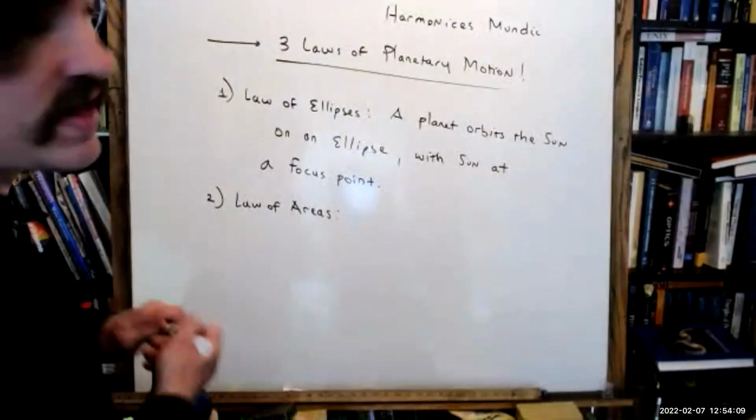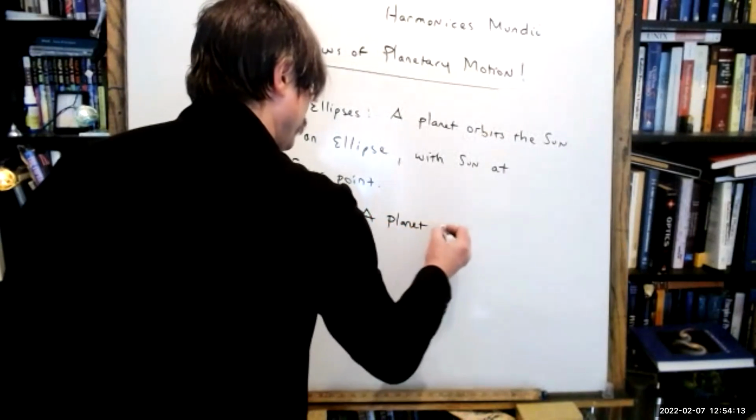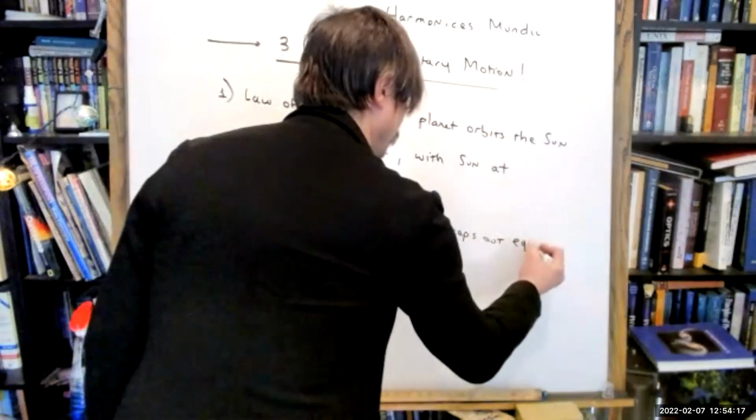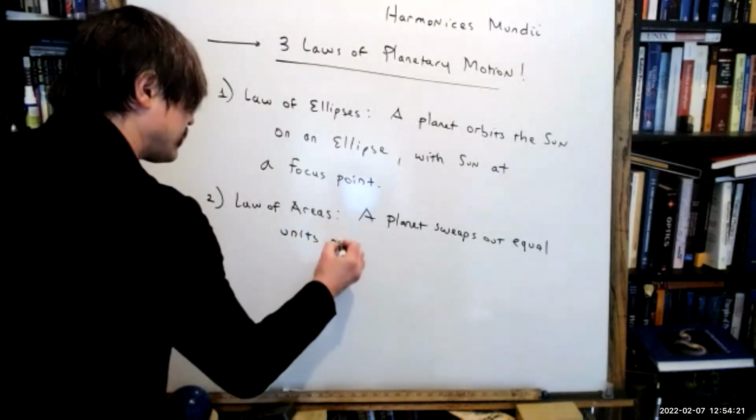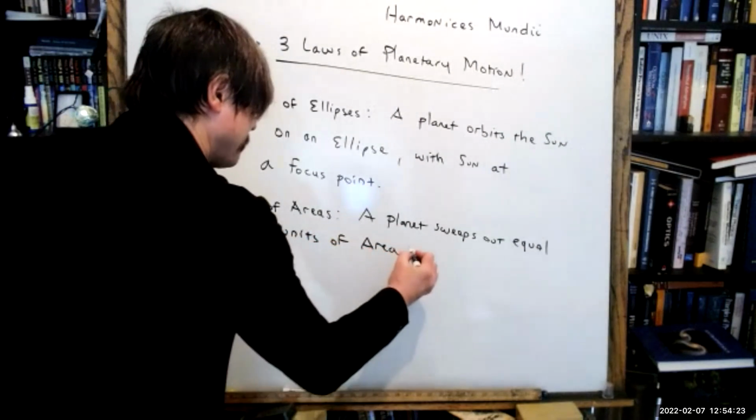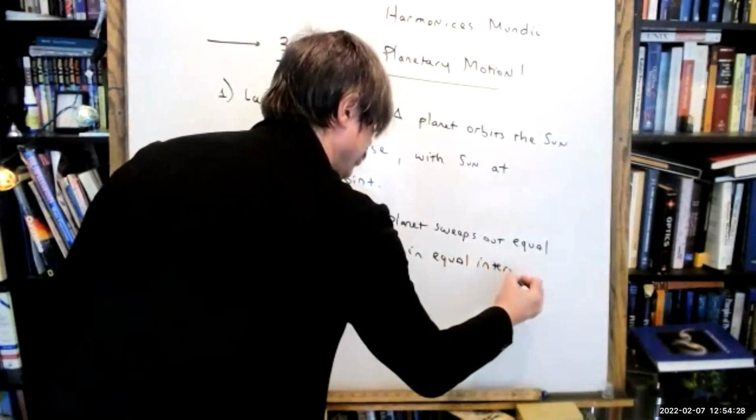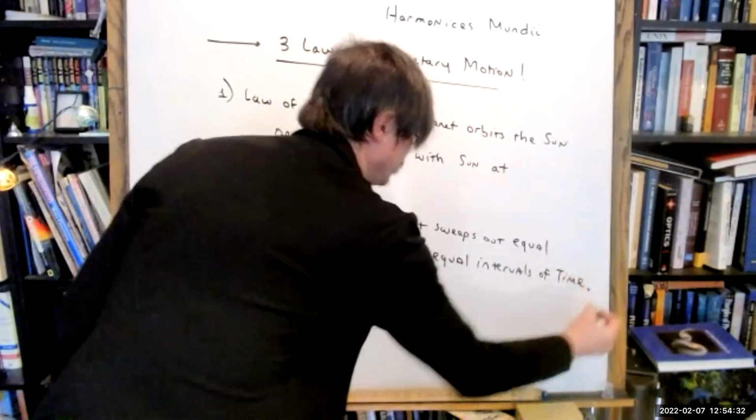So the simple way to say that is a planet sweeps out equal units of area in equal intervals of time.